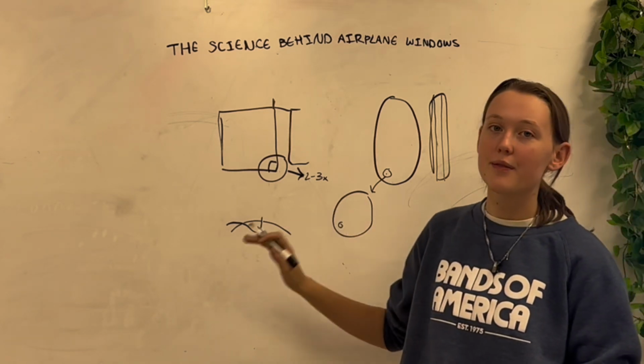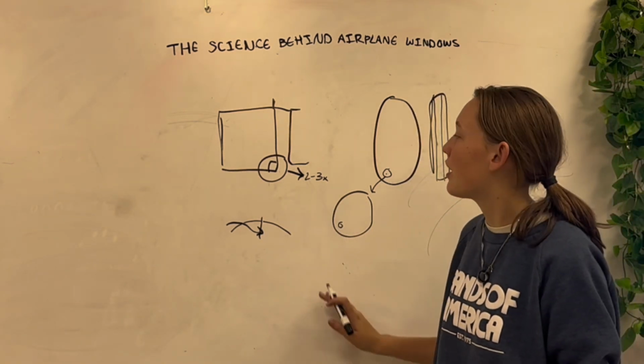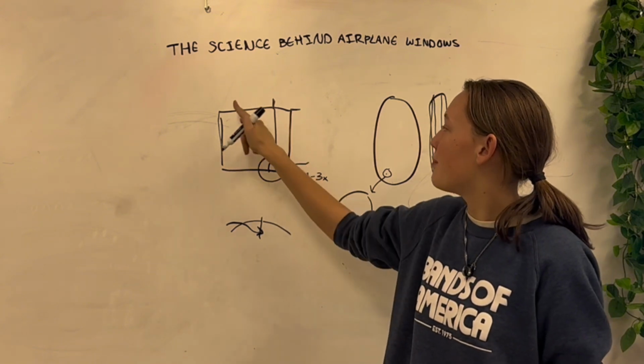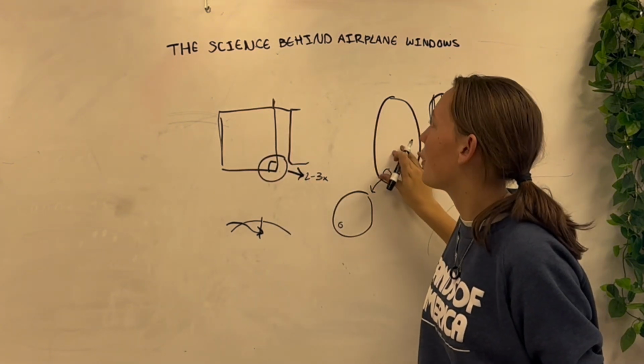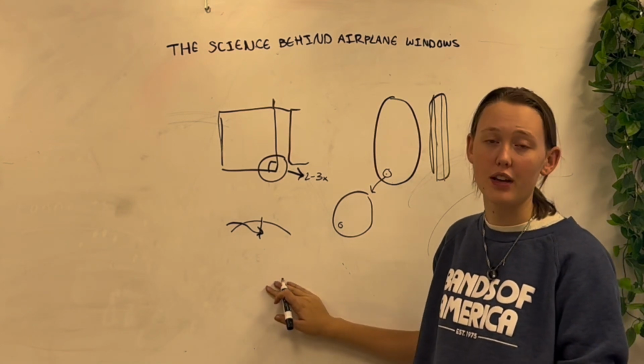But that is why they are no longer squares and they are now rounded edges, because with this, you're gonna have buildup of pressure where this is gonna apply it all evenly, and you're not gonna have the chance of your plane failing in the middle of a flight.